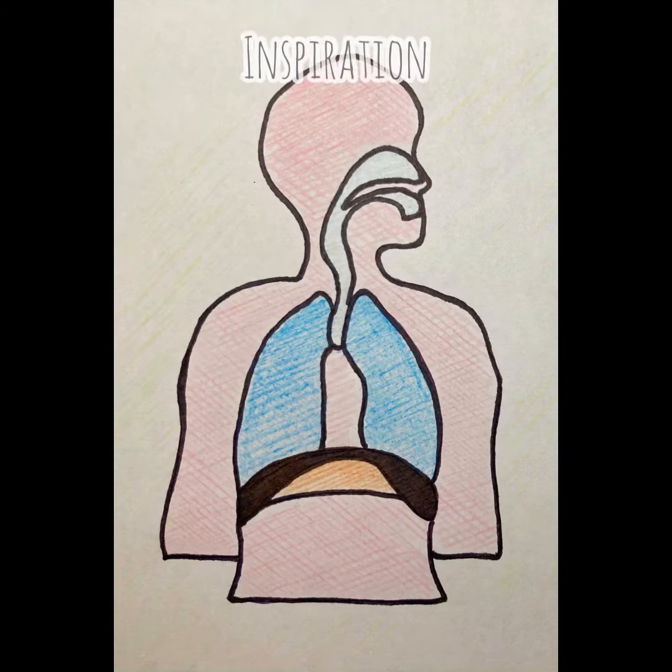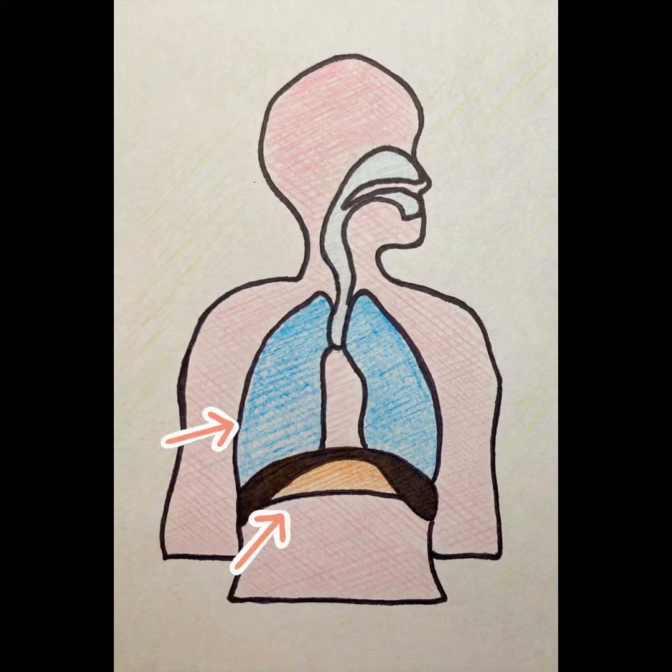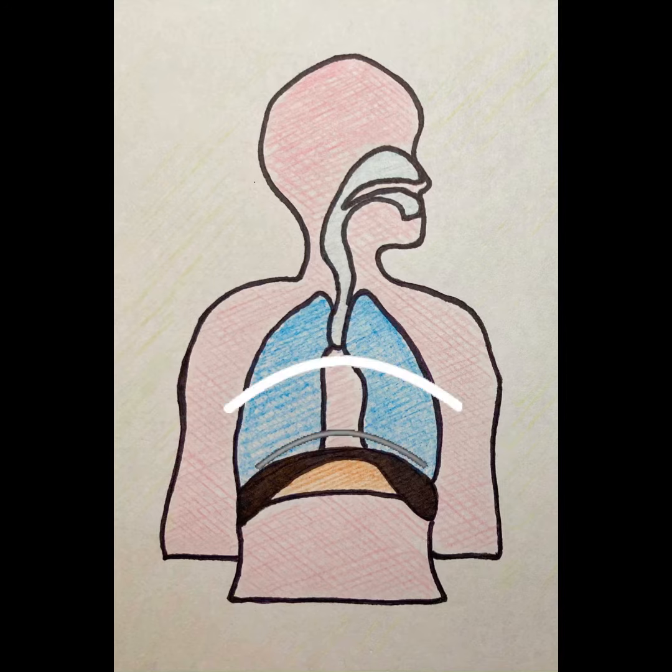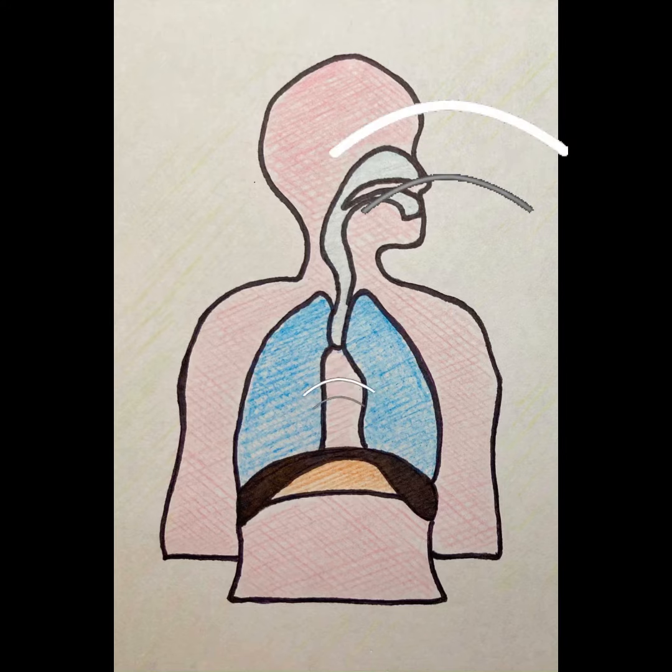The process of inspiration requires the muscles associated with breathing, the intercostals and the diaphragm, to contract and pull the thoracic cavity outwards. Following Boyle's law, since the size or volume of the thoracic cavity increases, the pressure in the lungs decreases. And remembering diffusion, since the atmospheric pressure outside of the body is now greater than the pressure inside the lungs, the air is forced into the lungs like a vacuum.